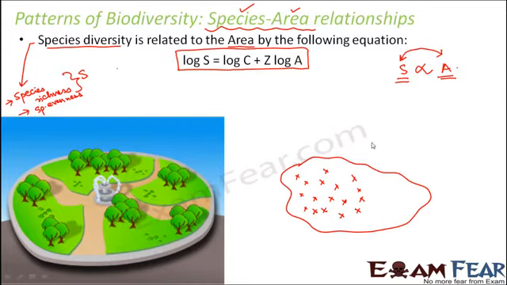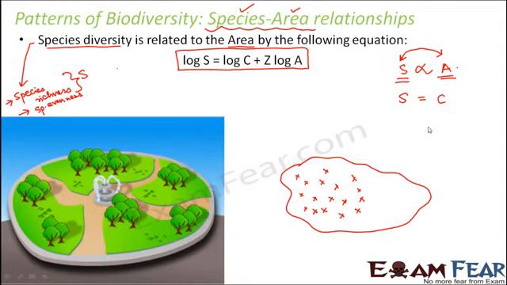But up to a certain limit, as explored area increases, the species richness also increases. And how are these two related? They are basically related in this way. Whenever you convert the proportionality into equality, you need to give a constant.